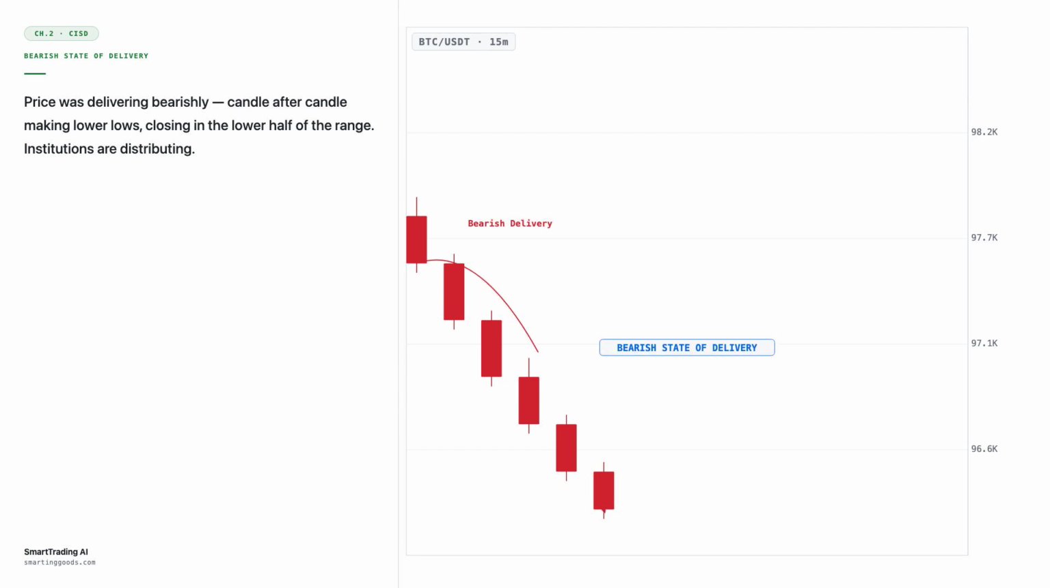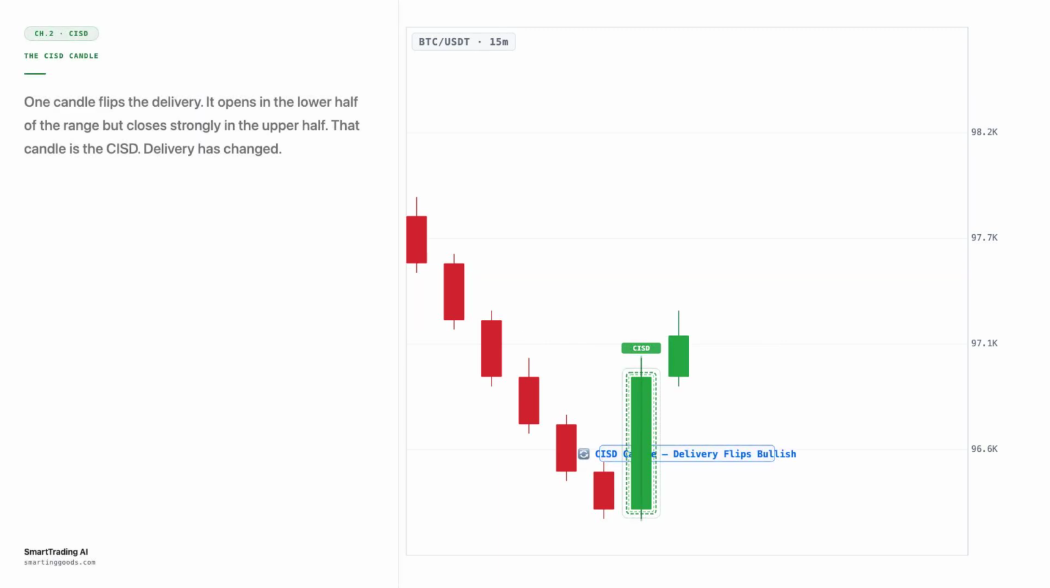Price was delivering bearishly, candle after candle making lower lows, closing in the lower half of the range. Institutions are distributing. This is the bearish state of delivery. Then one specific candle flips the delivery. It opens in the lower half of the range, but closes strongly in the upper half. A bullish engulfing momentum candle that absorbs all the prior selling. That candle is the CISD. The state of delivery has changed.